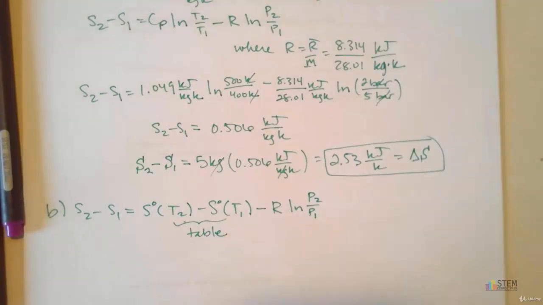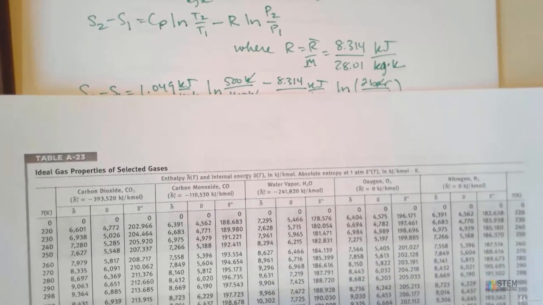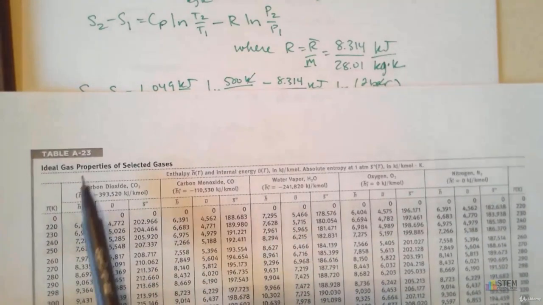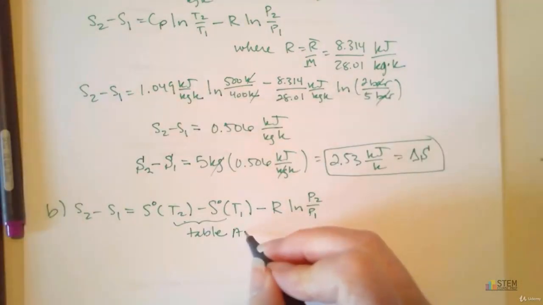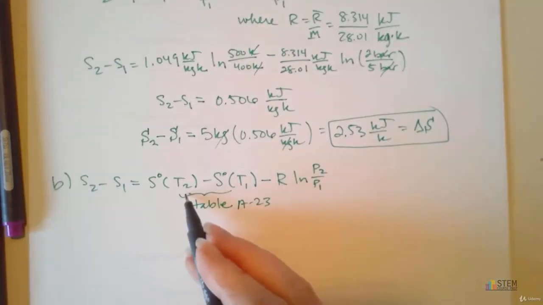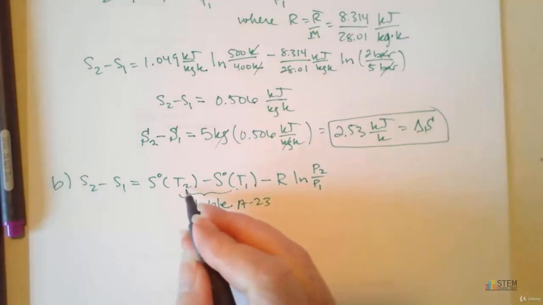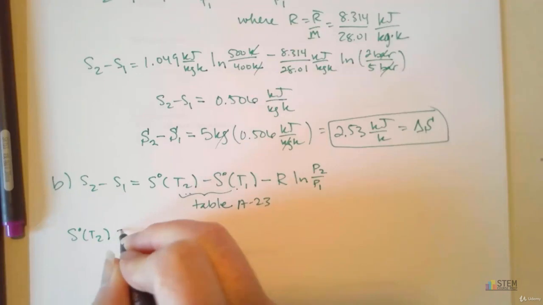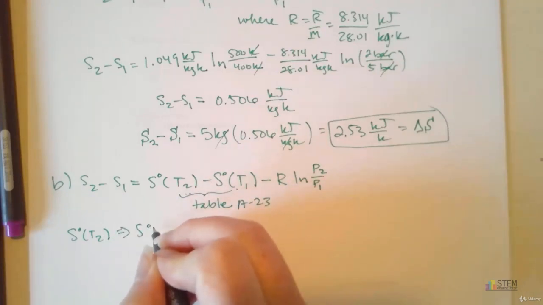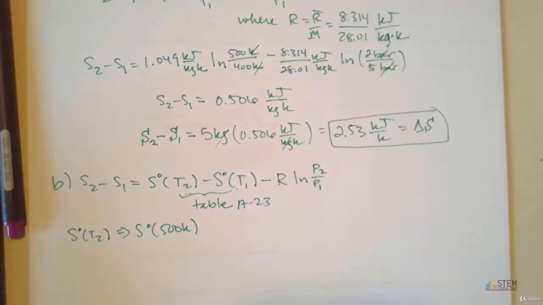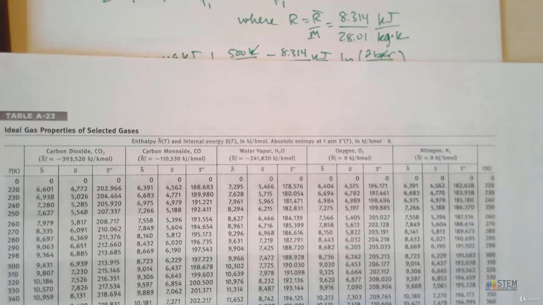Now the table we're going to use is going to be this one. All right, so A23, this one has nitrogen in it, and it's for ideal gas. So we've got that. Now, keeping that in mind, we're going to find these two values in the table, so all we really need is the temperature. For T2, we're at 500 Kelvin.